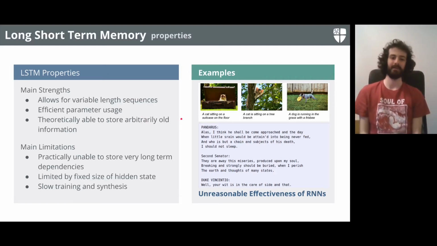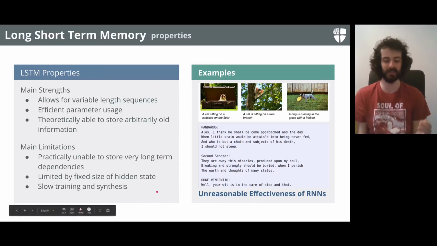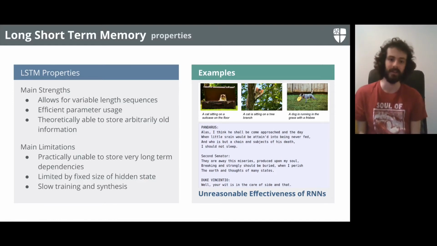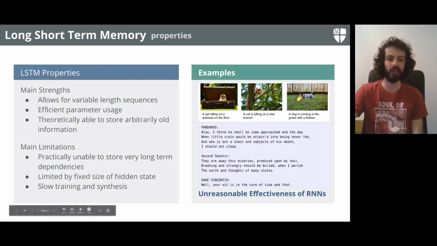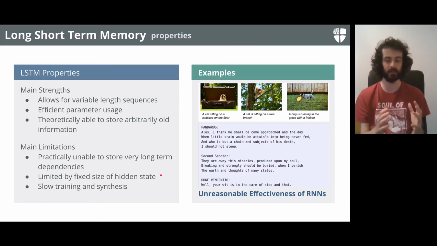To talk about LSTMs, theoretically they can store arbitrary old information. That's the same with normal recurrent neural networks, but practically they really struggle to store long-term information. They're quite slow to train because they're naturally sequential. We have to compute the hidden state to then compute the next hidden state, and so on. Another big problem is that they're limited by that single hidden state, which has to encode all the information about the input.